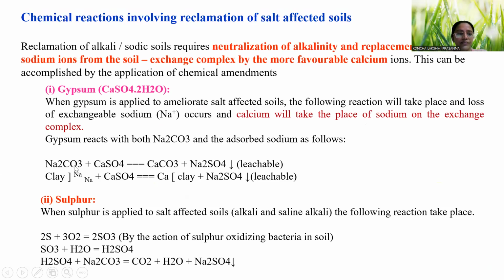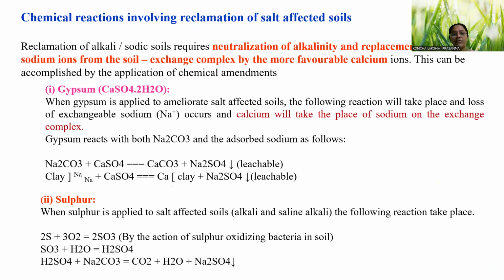When gypsum is added to the alkali soil, sodium carbonate forms calcium carbonate and sodium sulfate. This sodium sulfate is leached down, and the sodium clay again combines with the calcium sulfate. So calcium replaces the sodium and forms sodium sulfate, which gets leached down. This is how the neutralization of the sodium takes place, which makes favorable conditions for plant growth.